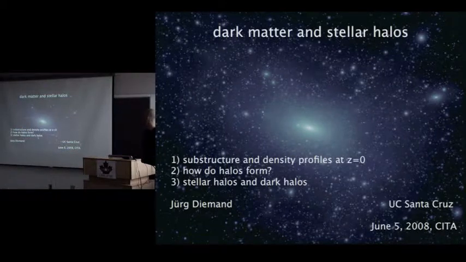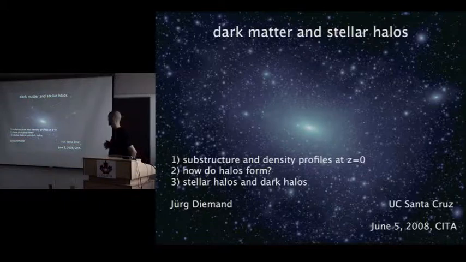I'll talk about dark matter simulations and maybe a bit about their connection to stellar halos. So first I'll talk about substructure and density profiles today at redshift zero, and then a bit about how we get there, how these structures form. And in the end, I'll have a few slides about ongoing work trying to connect these dark matter simulations to the stellar halo.